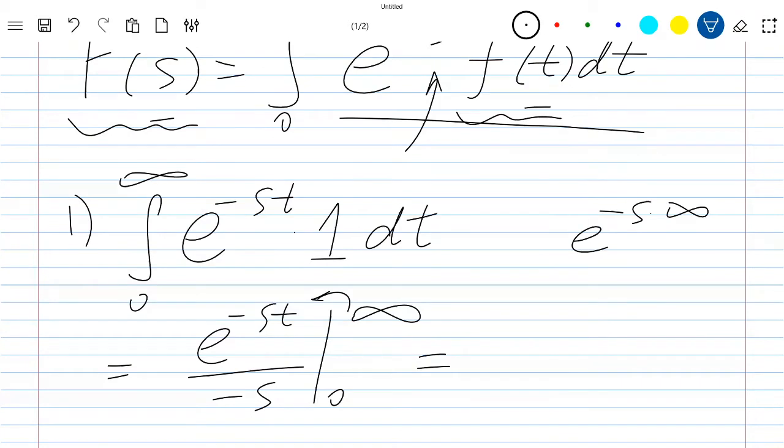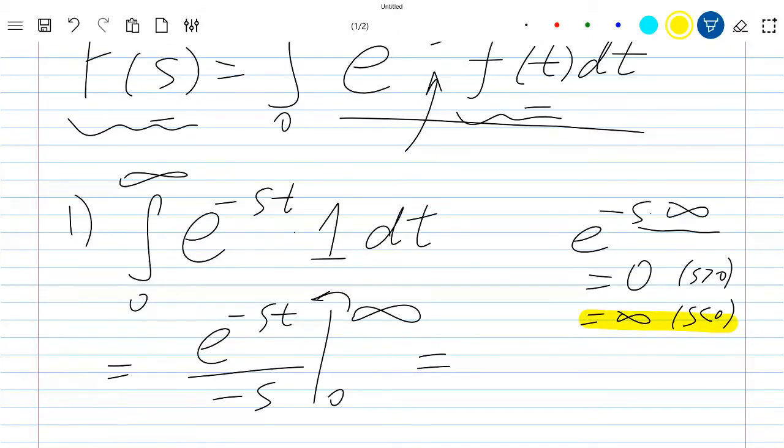Well, it depends on the value of s. If s is positive, then you have negative infinity in the exponent, so that's 0. And if s is less than 0, then this is positive, so you get infinity. Certainly we don't want to involve the second case here, so we only work with positive s. Then you plug in infinity, you get 0, and then plugging in 0, you get 1 over negative s. The answer is 1 over s.